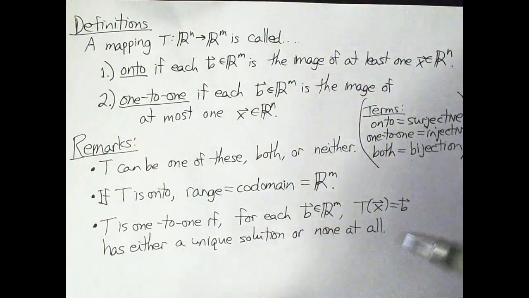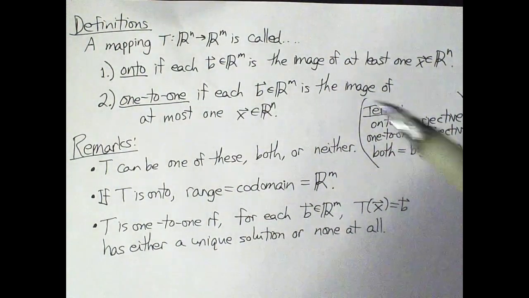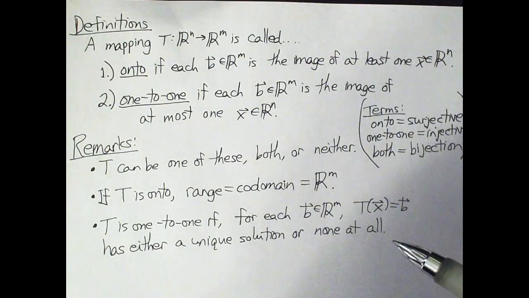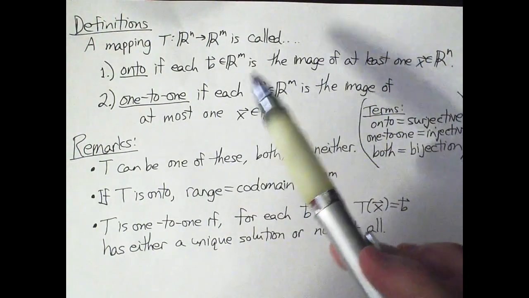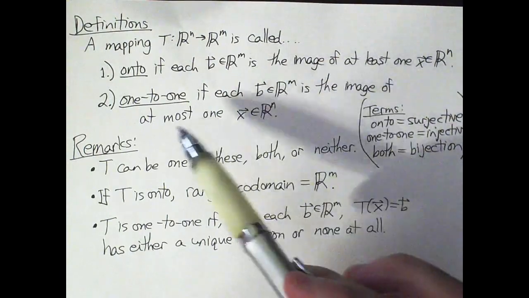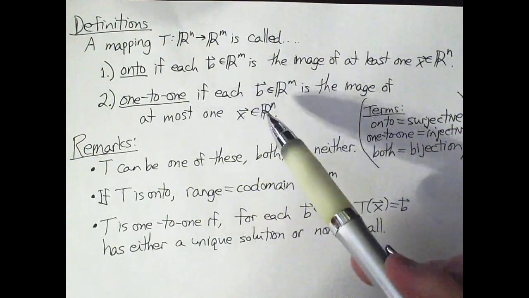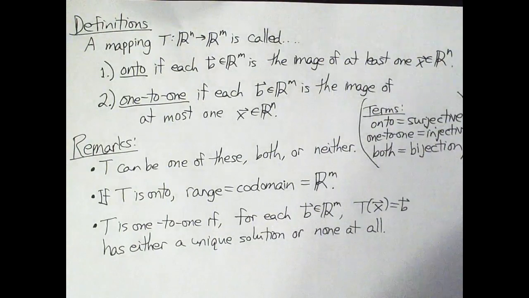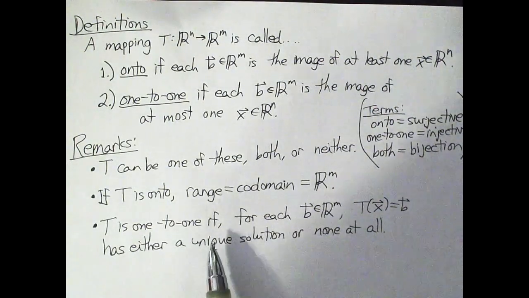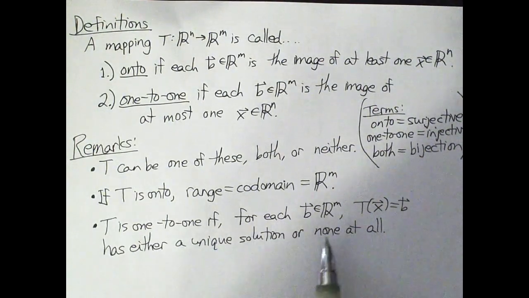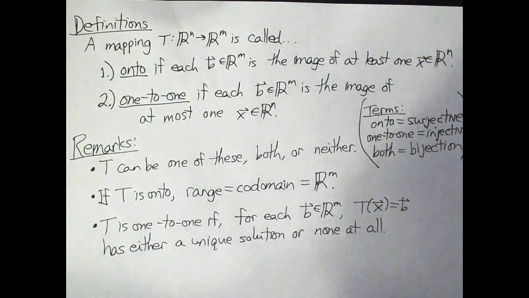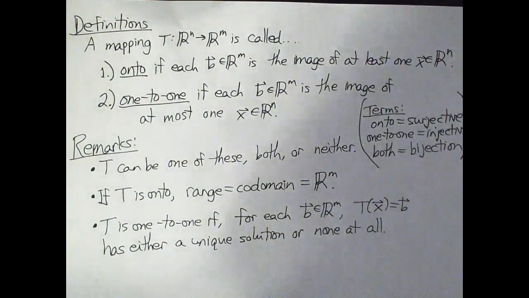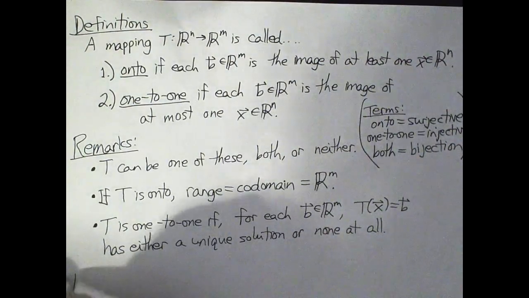I don't think this needs to be a theorem or anything. It just follows quickly from the definition. The definition says it's the image of at most one thing. Well, if it's the image of at most one thing, then there's either one solution or none. That's what it means to say there's at most one. 1 or 0. So let's go on to theorem 11.